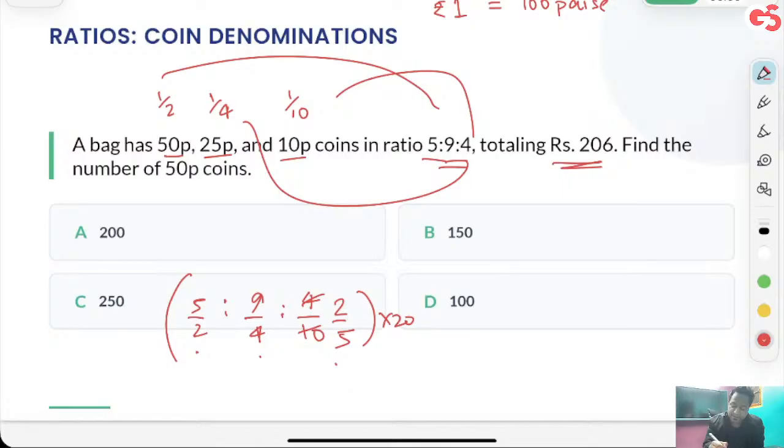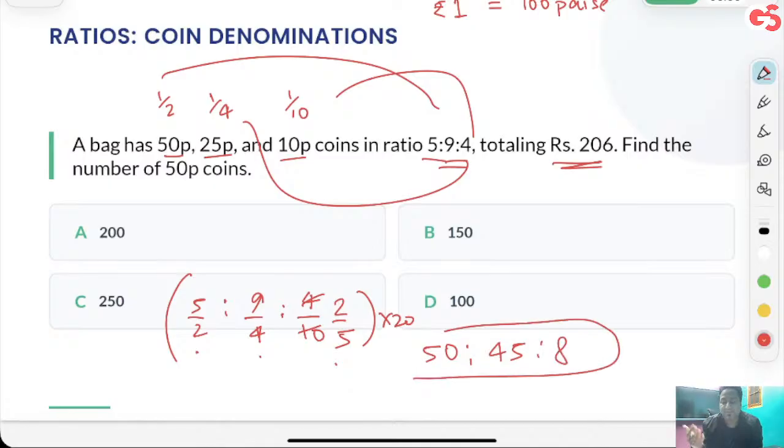2 tens are 20, 10 fives are 50, 4 fives are 45, 5 fours are 8. This is the exact contribution in terms of rupees. Sum of these three is how much? 103. And in reality, it's 206. That means 103 units of the ratio are 206 rupees in reality, so 1 unit of the ratio is 2 rupees in reality, yes or no?